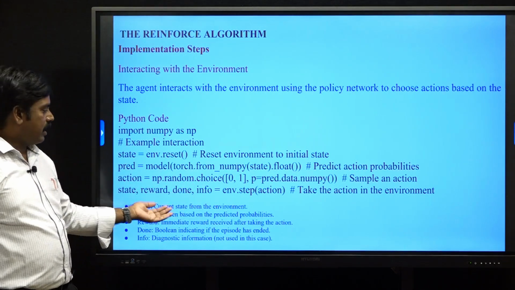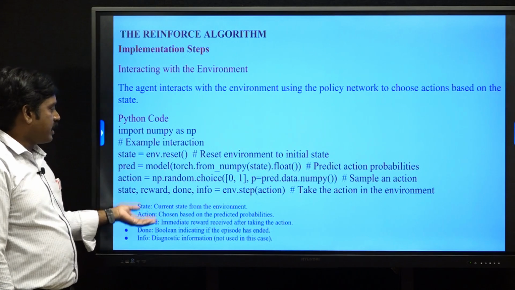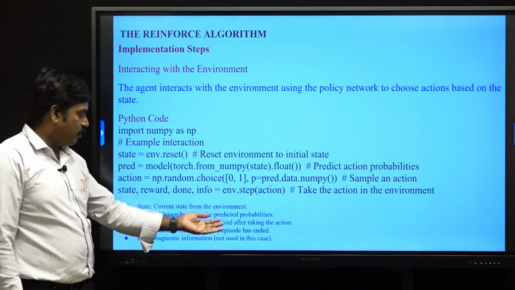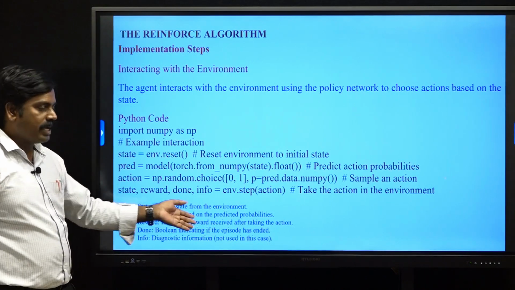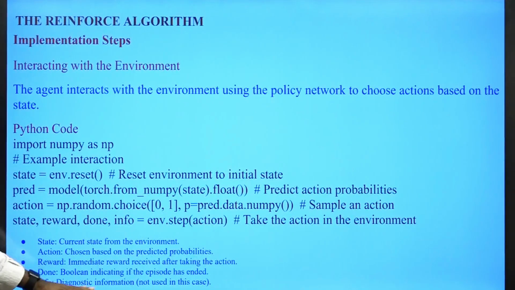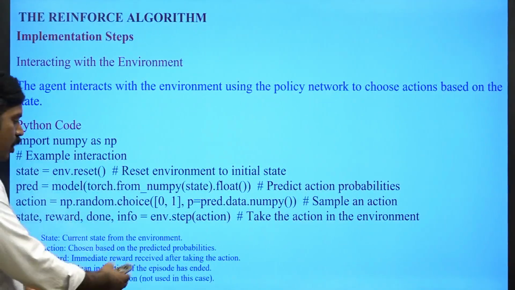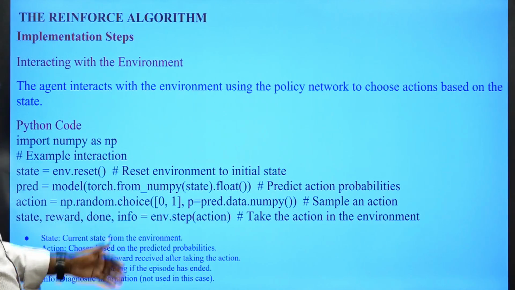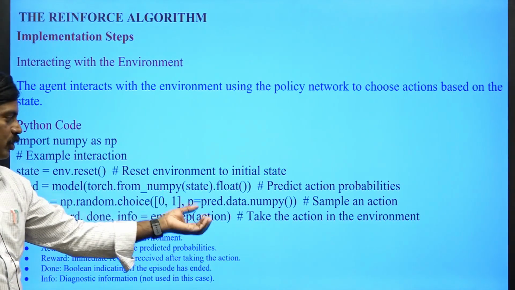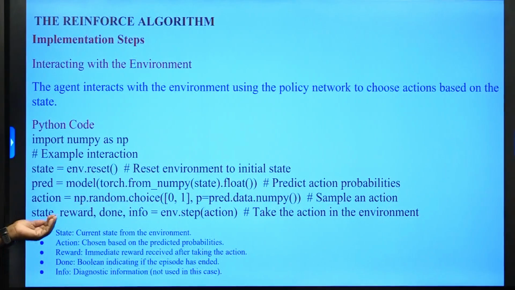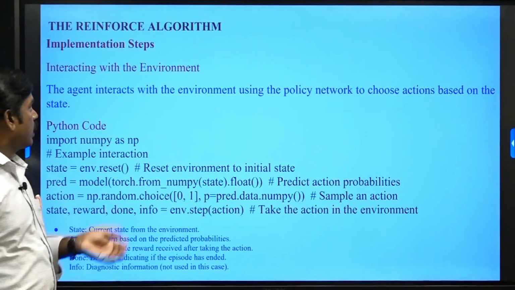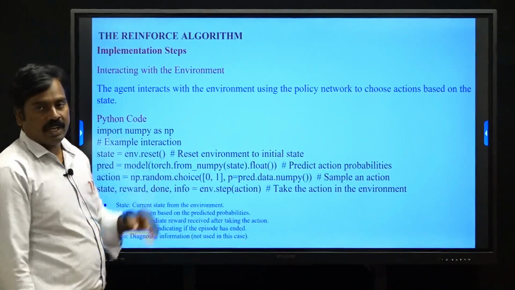State is the next state information. Action is what action we applied on the current state. The reward is the immediate reward, and done is a boolean flag indicating whether the episode has ended or not. The info is diagnostic information. We are not using the info parameter in all cases. So the step method, by applying the action on the environment, gives 4 outputs: state, reward, done flag, and info. In this code we interact with the environment.